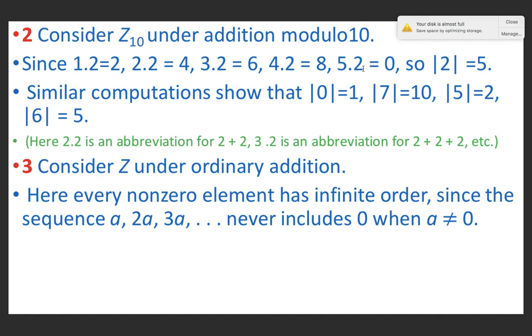So the coefficient of 2 is the order of this element. The coefficient of 2 is 5. So the order of 2 is 5.